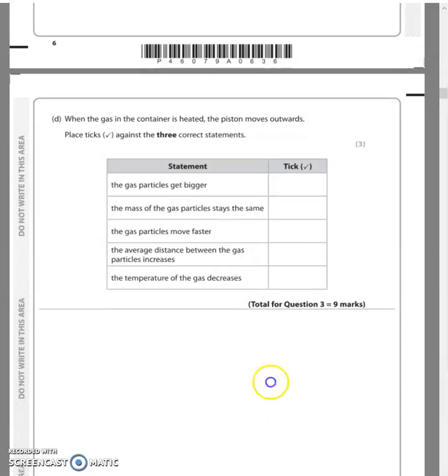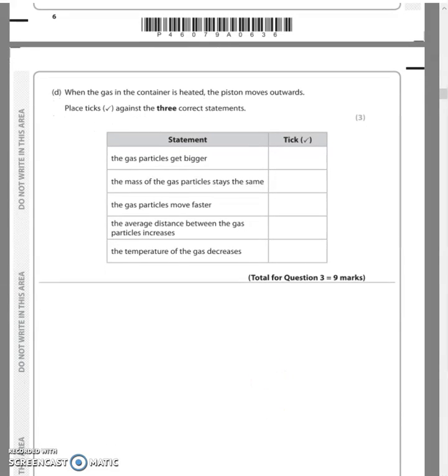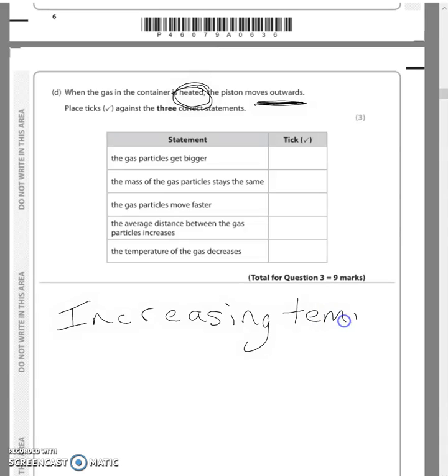Okay, moving down. So when the gas in the container is heated, the key idea, the piston moves outwards. So this idea of heating is the important one. So if you heat a gas, obviously you are increasing the temperature. And by increasing the temperature, you're also going to increase the kinetic energy of the particles, because those 2 things are linked to each other, and that's actually the definition of absolute temperature. It's the average kinetic energy of all the particles.